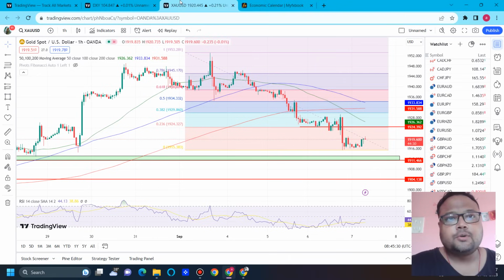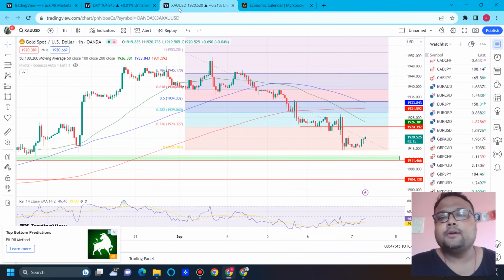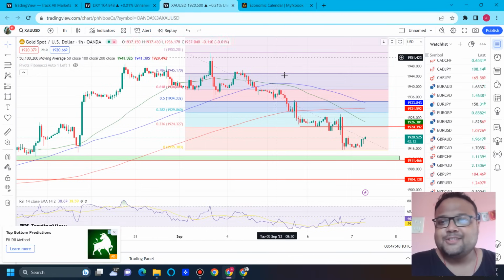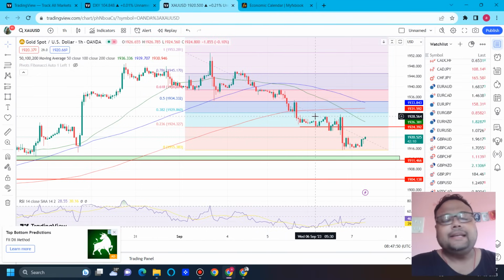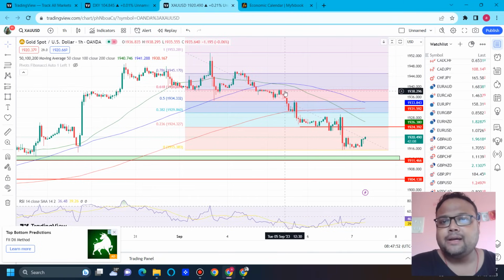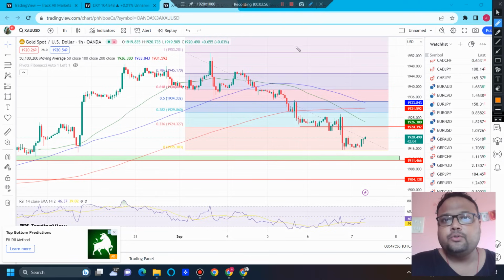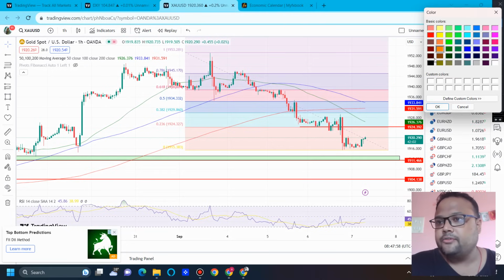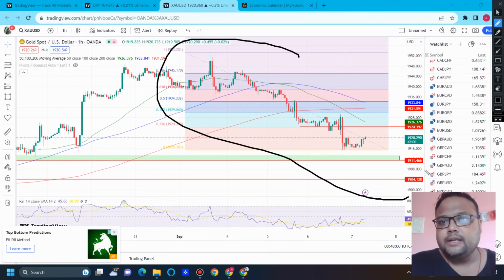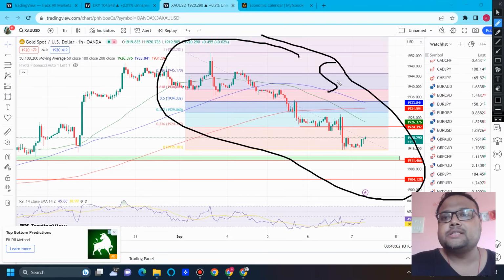So let's talk about gold right now. My dear friends, right now gold is standing at 1920. This is the current market price. If you're a swing trader, then obviously you need to follow the present trend of the market here, and considering the present trend, you should be going for sell on rise.